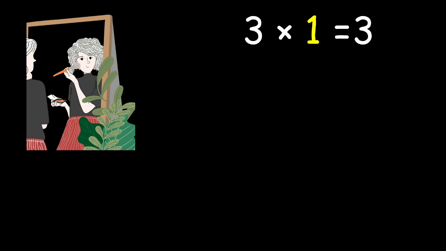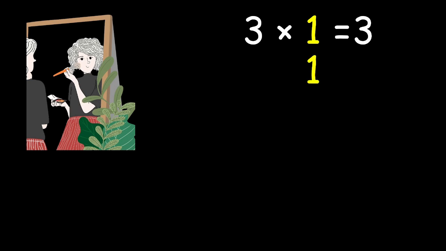See, this is a girl, and if she's looking into the mirror, it gives her reflection. If I look into the mirror, it will give my reflection. If you look into the mirror, it will give your reflection. So the mirror is basically returning the same thing, and that is what number 1 does. If you multiply any number with it, it returns the same number.